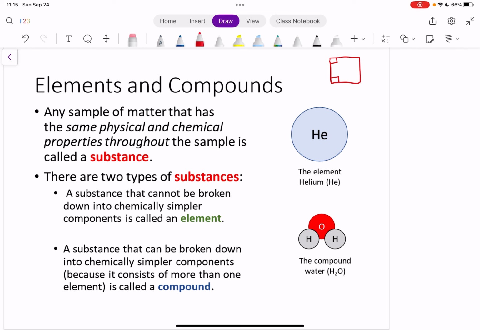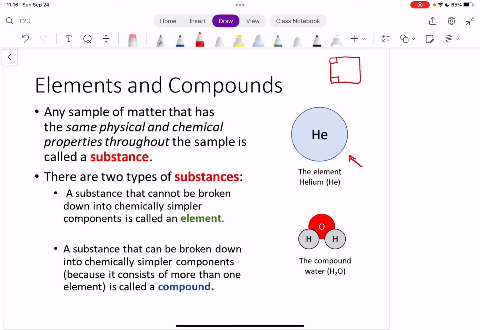The first is elements. Elements are a type of substance that cannot be broken down into chemically simpler components. So what does that actually mean? If you look at this helium right here that I've drawn an arrow to, the element helium, which you'll also find on the periodic table of elements, it can't be broken down into anything simpler. It's as simple as it gets. It's the element helium. If I break it down any more, I don't have the element helium. I have some other things that we'll talk about in the future. But for right now, you can think of elements as the simplest substance that we can't break down any further.